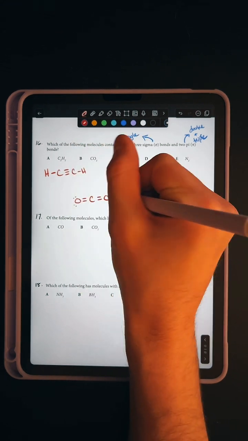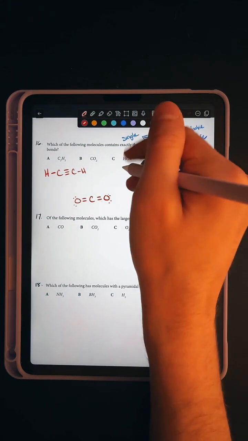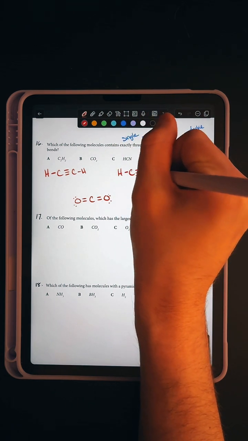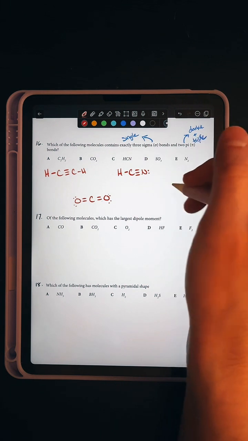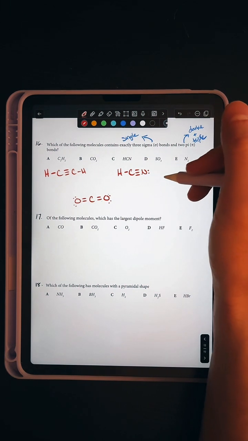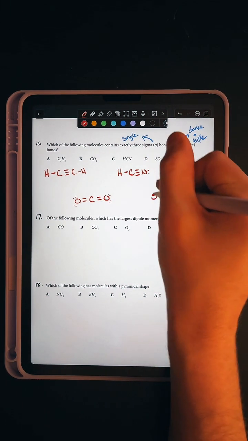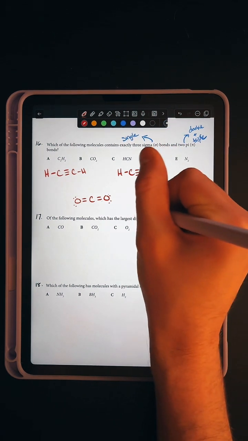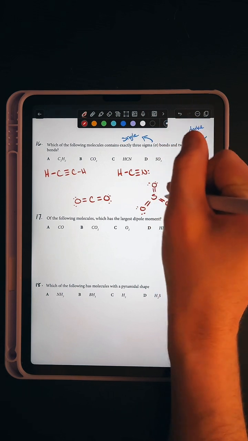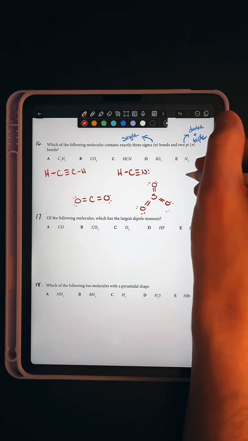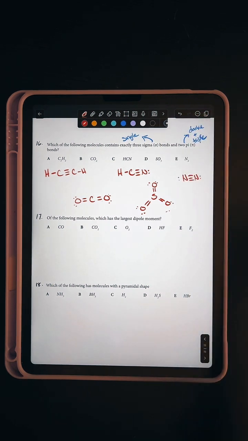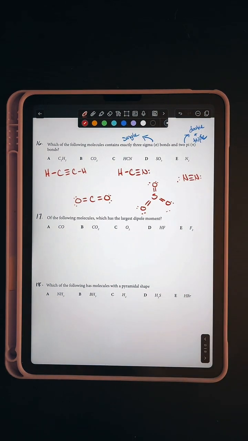And I will also draw in the lone pairs. C, we have HCN. D is SO3, with all these lone pairs. And then N2, that is a nitrogen triple bound to another nitrogen. So those are the Lewis dot structures.